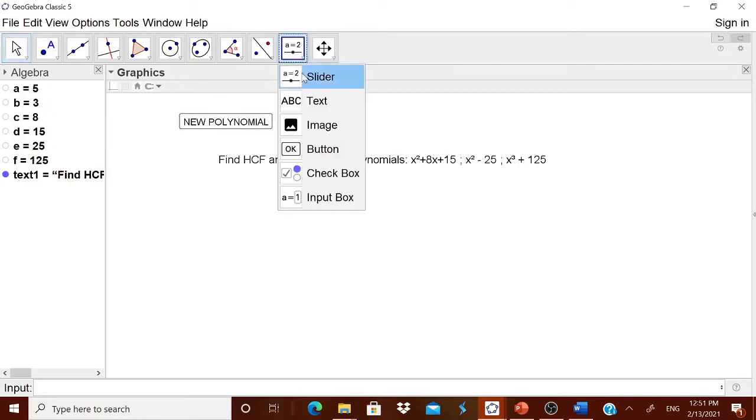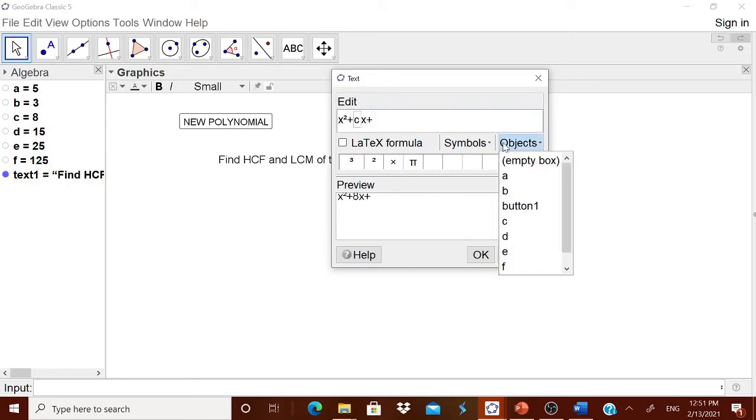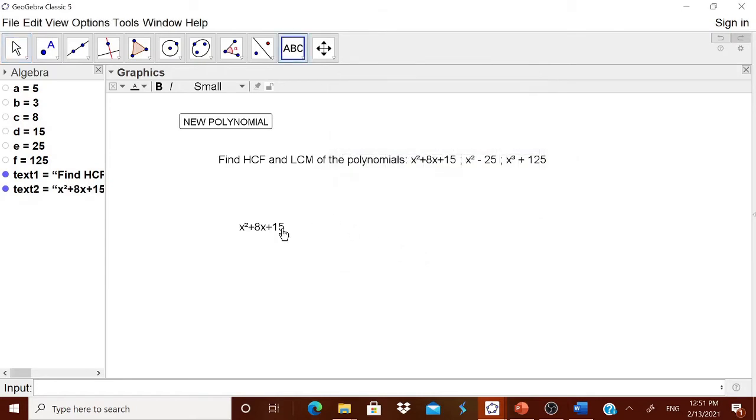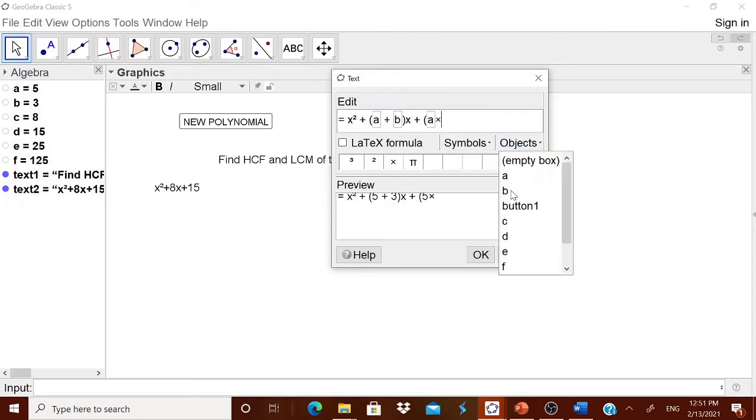Now let us try to tell the children what the factorization is for x square plus the object c x plus the object d. This is the first polynomial. We will show them how it should be factorized: it is equal to x square plus, within the bracket, a plus b, I am giving space so that it will look nice, plus a into b. Therefore, the object a into the object b.